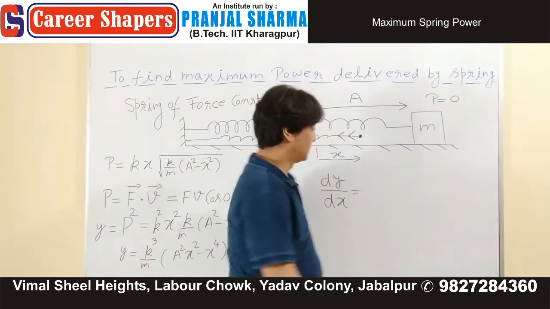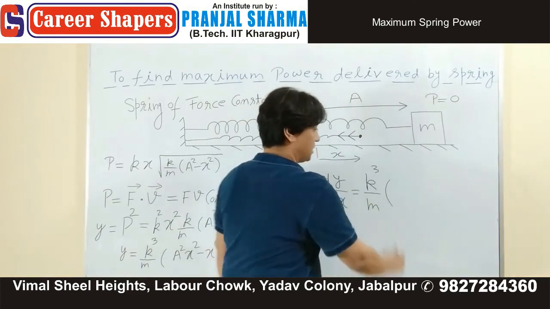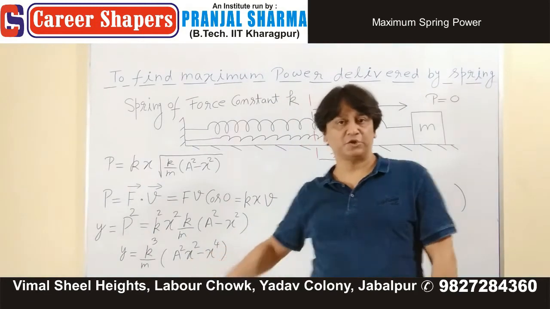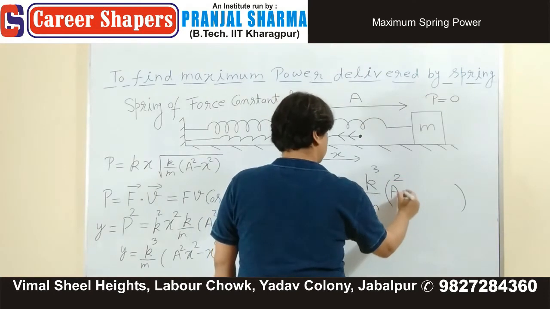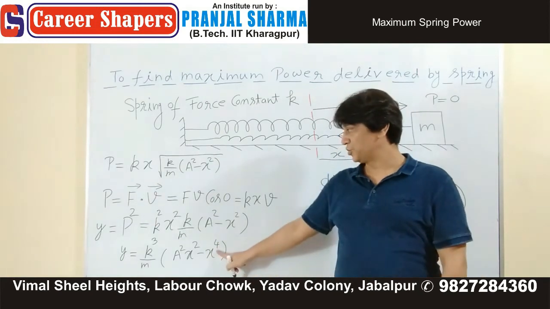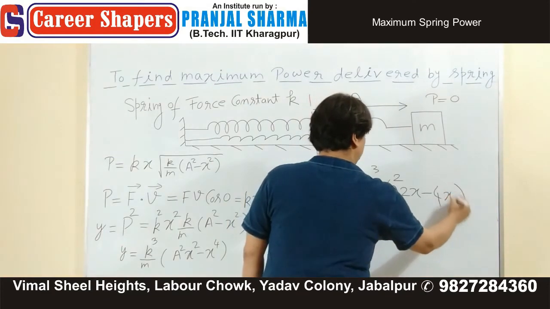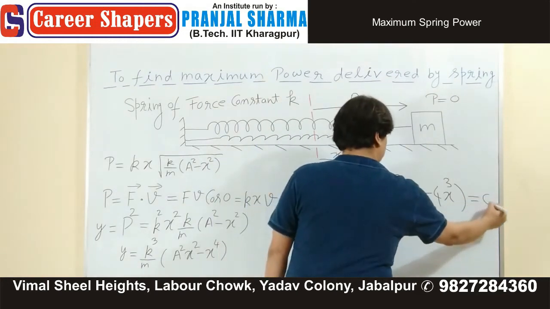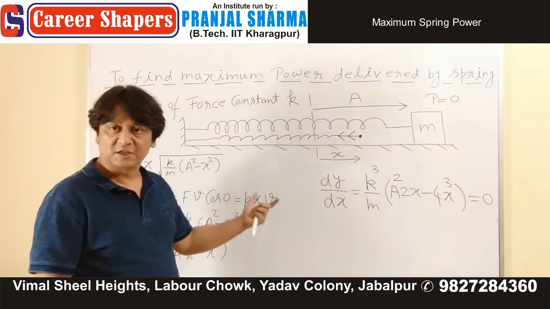Constant terms, k cube divided by m. A square is a constant. What is the differentiation of x square? 2x. So this becomes a square 2x minus the differentiation of x to the power 4, which is what? 4x cube. And for y to be maximum, this thing should be 0. That's how maxima minima works.